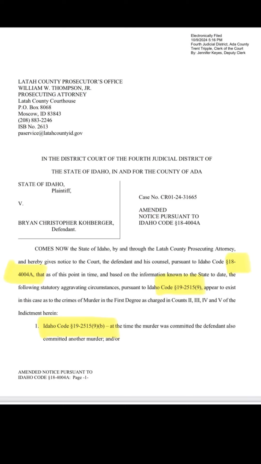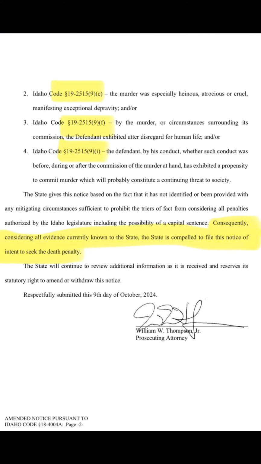So here is the initial document that they filed the other day talking about how they are amending the aggravators, and it's laying out the 4 aggravators they are still using. So the first one is Idaho Code 19-2515-9B. And they are also keeping aggravators E, F, and I. And then they said, consequently, considering all evidence currently known to the state, it is compelled to file this notice of intent to seek the death penalty. So they're still seeking the death penalty, but with those 4 aggravators instead of 5.